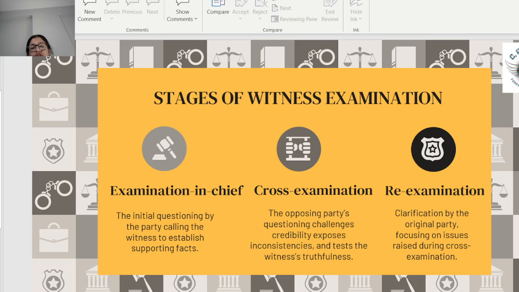Now there are three stages. I've already told you there are three stages. What are they? Examination in chief, cross-examination and re-examination. Now we'll talk about what is examination in chief. What is examination in chief?